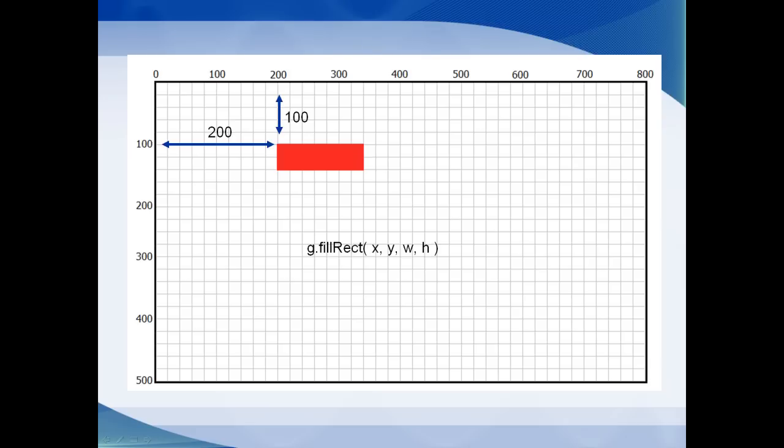Then you have to find out the width and the height. There's four squares between each end, and it looks like each square is 20 pixels. So that's going to be 1, 2, 3, 4, 5, 6, 7 squares across, 140 pixels across, and 40 pixels high. So our command is going to be g.fillRect, and then in parentheses you put the values for the parameters, or the arguments. So you have 200, 100, 140, 40. And that will draw the rectangle that you see on screen.